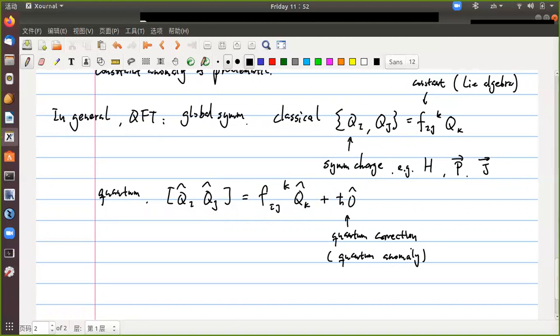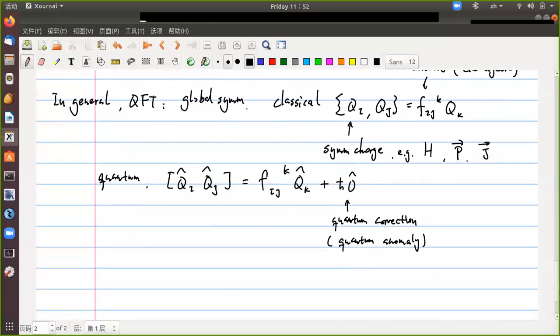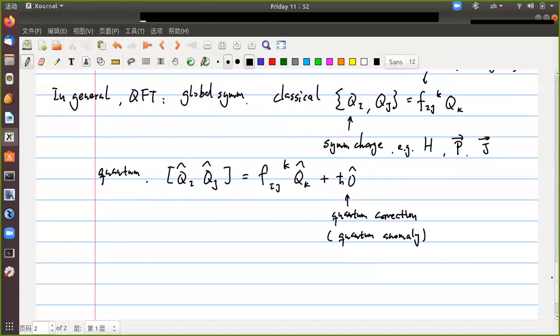Quantum anomaly. It means that classically you have a symmetry, but then quantum mechanically, this symmetry algebra is not true anymore. And why does it happen? You can have a quantum correction. The reason is very easy.